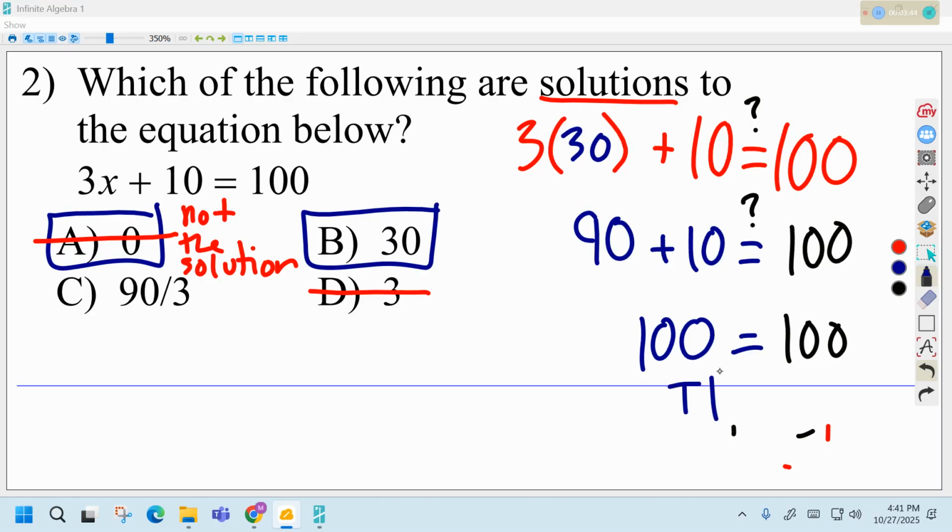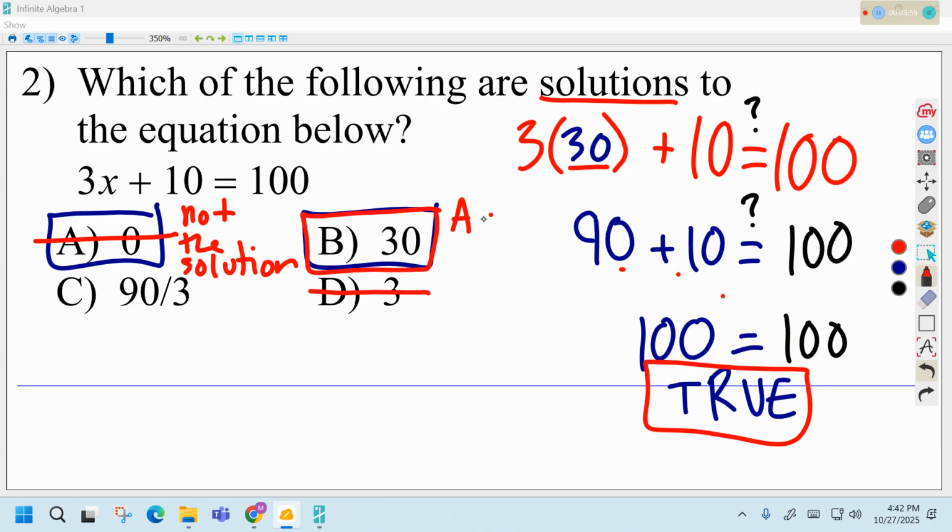This is true, and this is what I'm trying to tell you when I mean that it makes the equation true. Okay, 30, if I plug it in and multiply and follow all the steps, I get something true. And so that means that this is a solution to the equation.